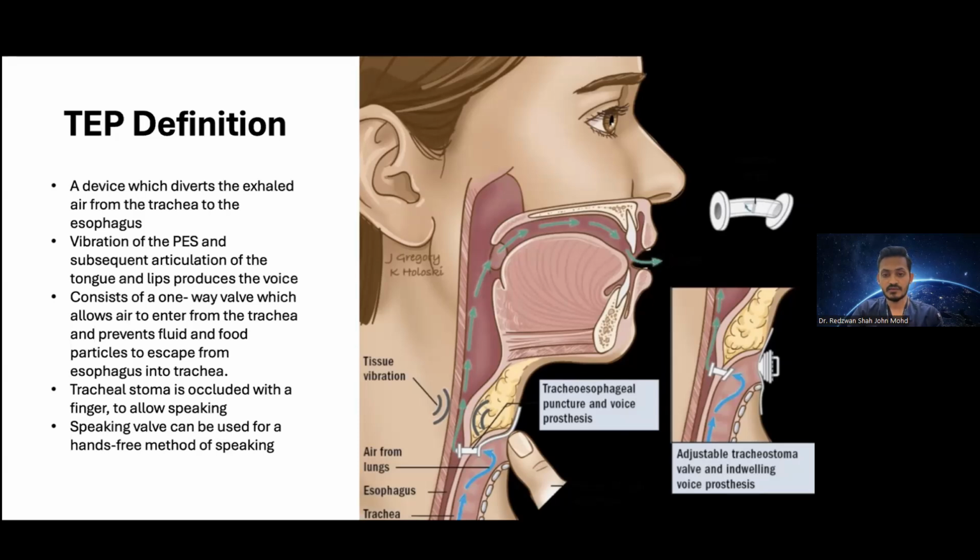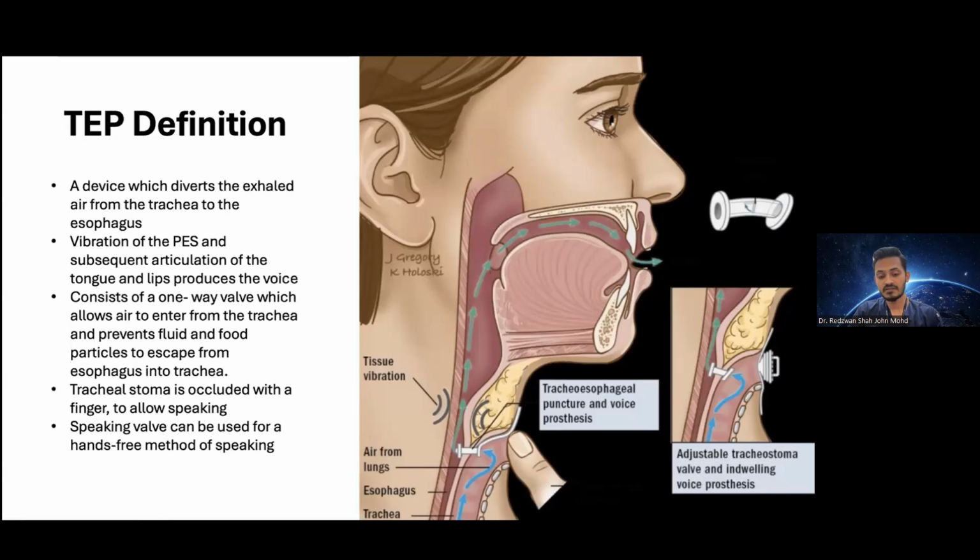When the patient is speaking after inhalation, the tracheostoma is occluded with the patient's thumb, and during exhalation and speaking, it channels the air through the valve. A speaking valve is also another option for patients who prefer a hands-free method of speaking. Instead of using your thumb to cover the tracheostoma, you can put in a speaking valve there, which allows air to enter in.